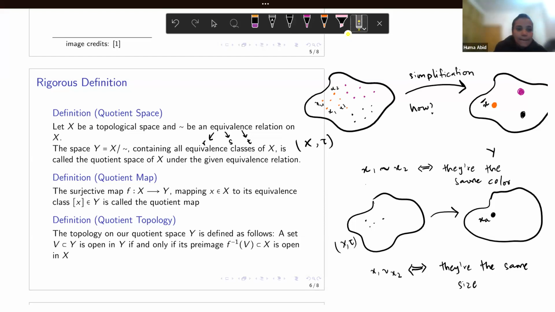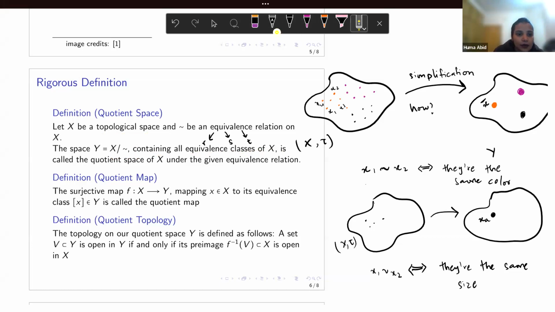So let me just read this definition once more so that the idea is reinforced. A quotient space: let X be a topological space and tilde be an equivalence relation on it. Then the space Y, which we represent as X over tilde, containing all the equivalence classes of X, is called the quotient space of X under the given equivalence relation.